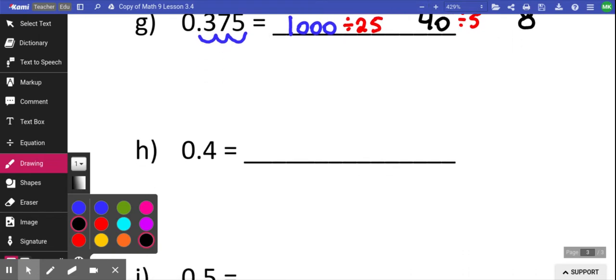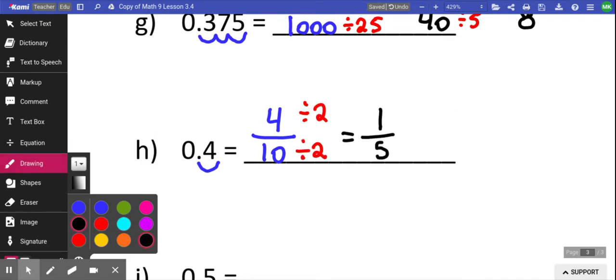0.4. If I was to do that question, I'm moving the decimal 1 over. So I have 4 on the top, and I have to divide by 10 because I moved it once. 4 and 10 both divide by 2, becoming 1 over 5.